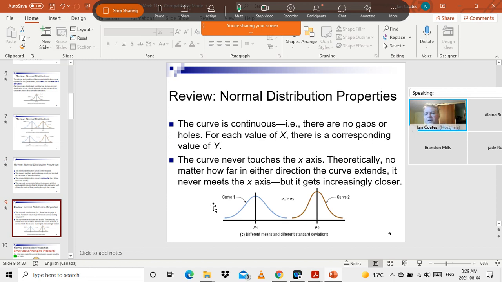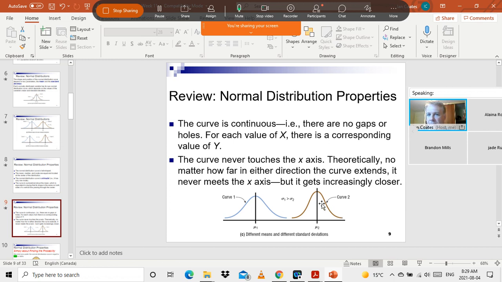A bit more review here. The curve is continuous. There are no gaps and no holes, which allows us to find the area under the curve, because the area under the curve is probability. We'll get more into that. The curve never touches the x-axis. It just goes on forever. It's what we call an asymptote.